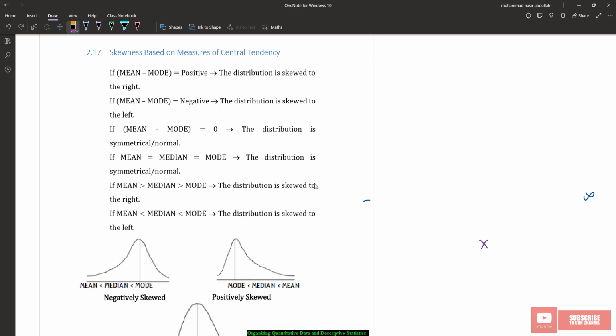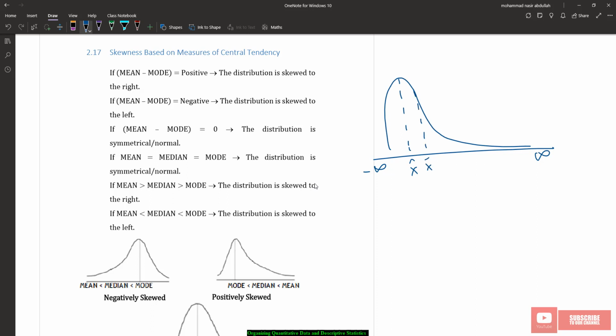Let's look at when we have a skewed to the right distribution. So this is negative infinity to infinity, and this is our mode, this is the mean, and this is the median. When the value of the mode is smaller than the mean, which is smaller than the median, it means the median is larger compared to the mean, and the mean is also larger than the mode. So we can say that the distribution is skewed to the right.